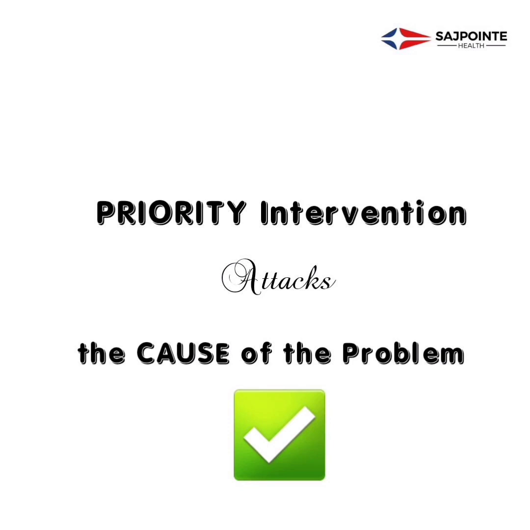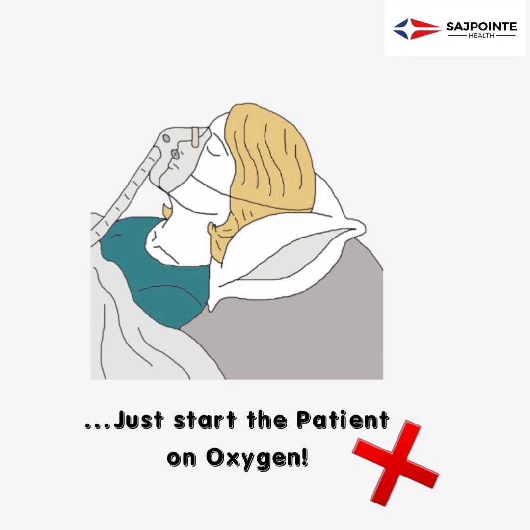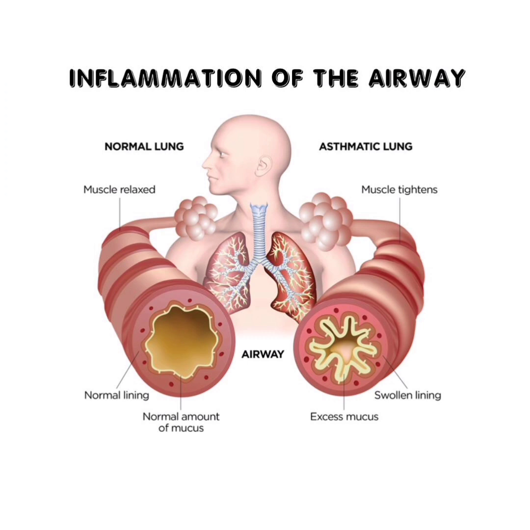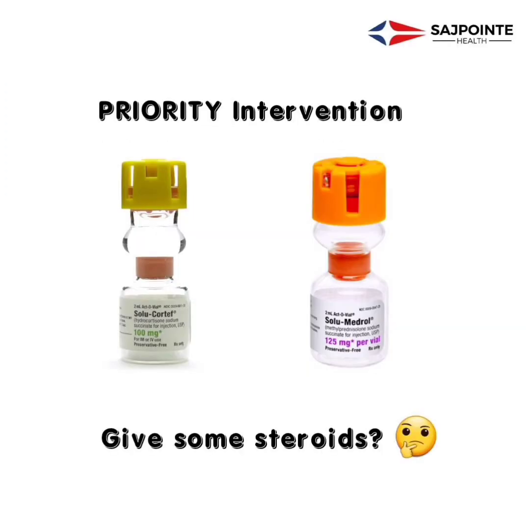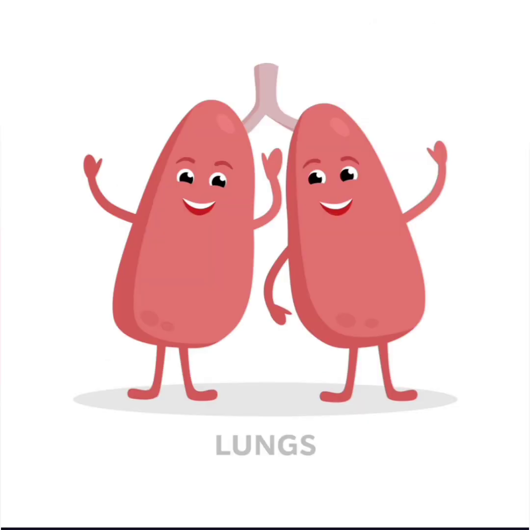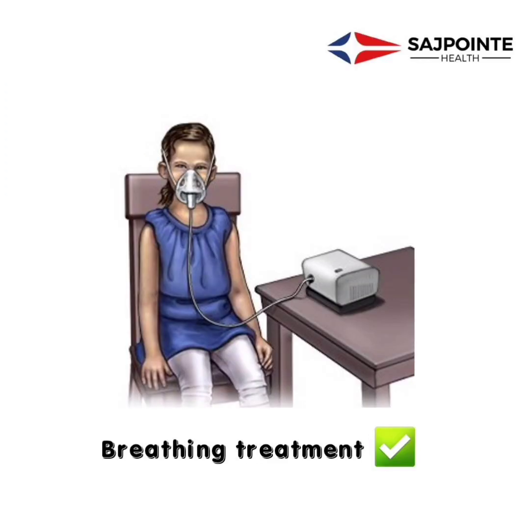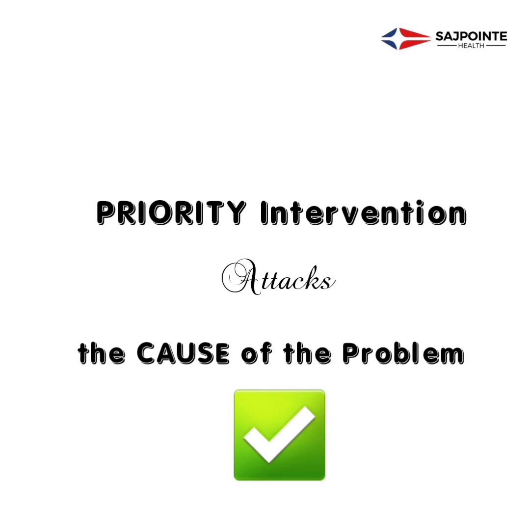It's not after just putting the patient on oxygen. It's after, okay, this patient is wheezing right now. This patient obviously has an inflamed airway. I want to give steroids to help with that inflammation so there can be easy passage of air to the lungs. Patient needs to be on a bronchodilator. I have to put this patient on albuterol. I have to give this patient a breathing treatment. And that is attacking the cause of the problem. And this is one way to go about it.